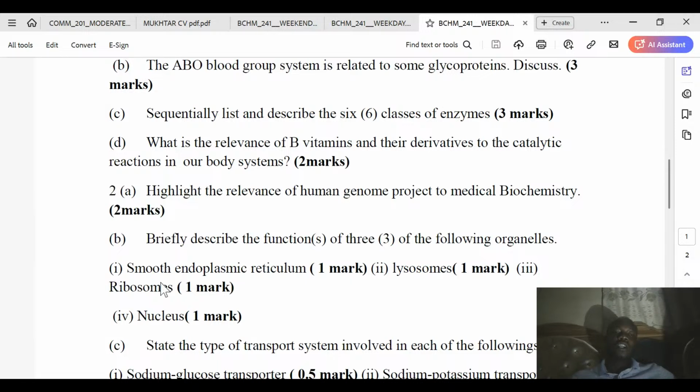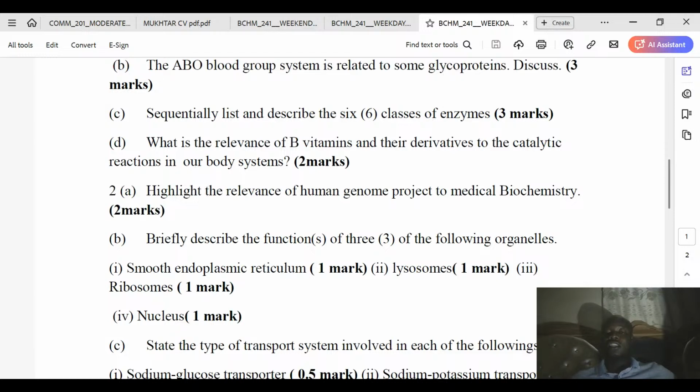And then the next one, three, is ribosomes. A ribosome is the organelle of the cell where protein synthesis takes place. And then the nucleus, which is number four, is where all the activities of the cell are controlled. So all the activities of the cell are controlled by the nucleus.